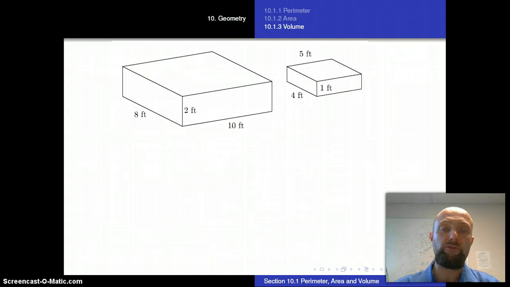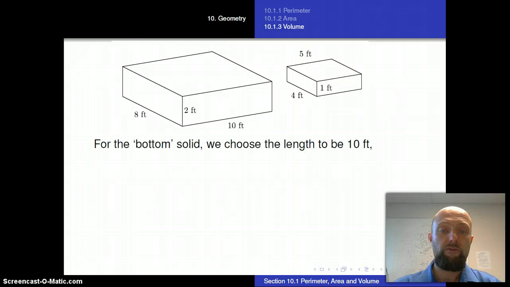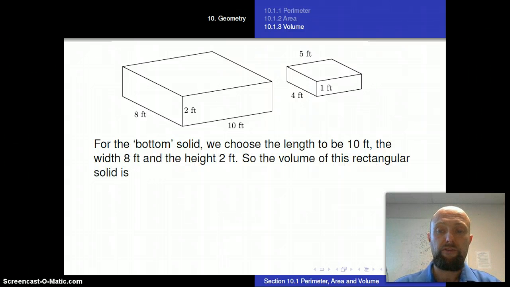So here's a picture of those two pieces. For the bottom solid, we choose the length to be 10 feet, the width to be 8 feet, and the height to be 2 feet. Then the volume of this rectangular solid is length times width times height, which is 10 times 8 times 2 cubic feet, which is 160 cubic feet.